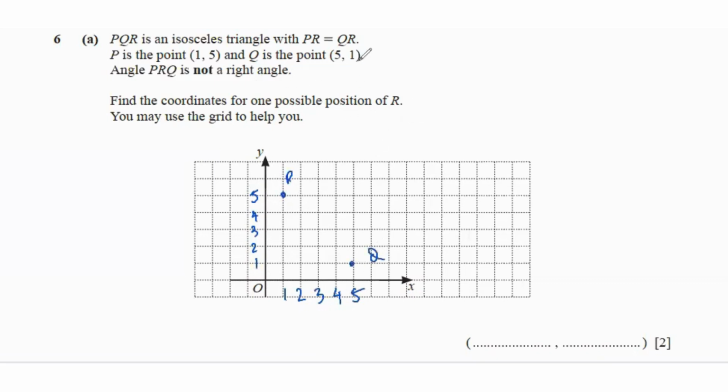Okay. They said PR equals QR, so this will be R then, because that shows equal distance. But angle PRQ is not a right angle. So that means this cannot be R, because if we draw R over here and connect the points, that's going to be a right angle triangle. So that can't be R.